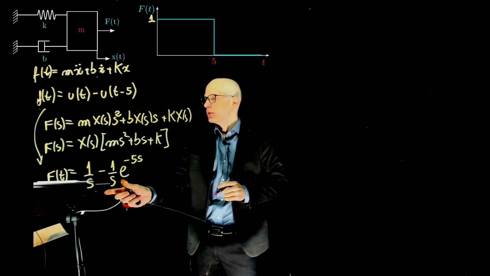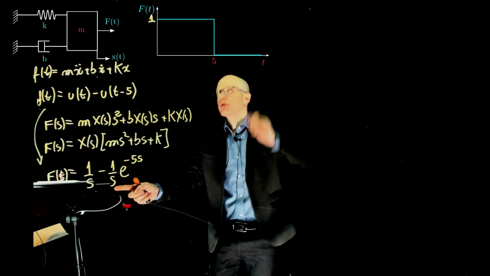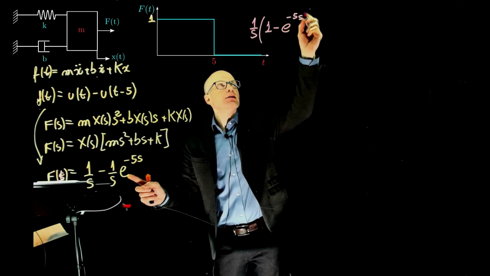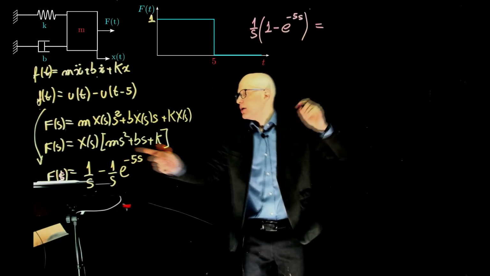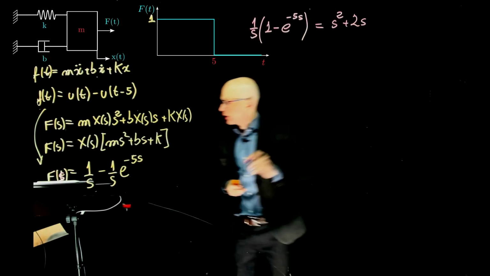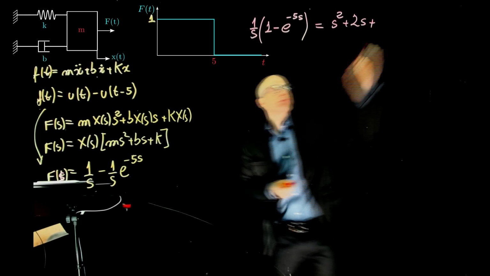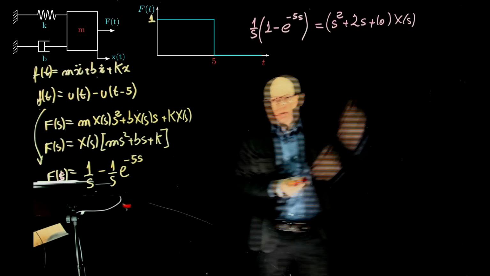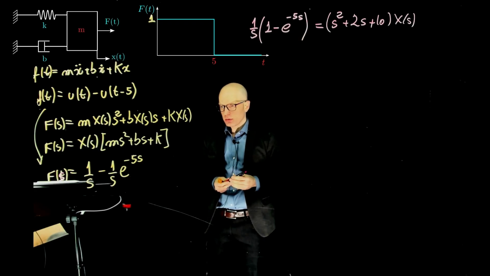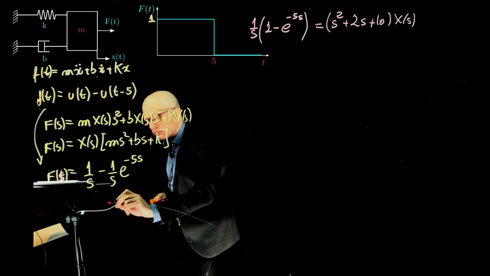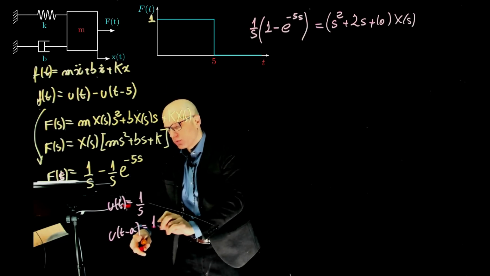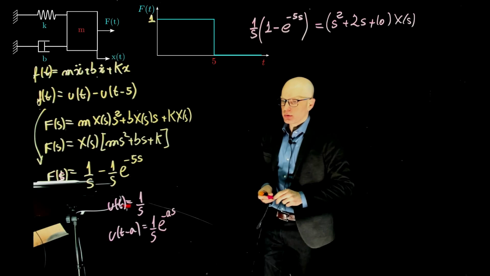Yeah, so now let's combine these two. Sorry, this is F of s. We have 1 over s times 1 minus exponential of negative 5s equals ms squared plus bs plus k, all times x of s. What is the value of m? 1. What is the value of b? 2. And the value of k is 10. Is F of s equal to 1 over s minus 1 over s e to the minus 5s? Is that from the step function? So the Laplace transform of u of t is 1 over s. The Laplace transform of a function delayed by a is 1 over s exponential of negative as. Okay, yeah, thank you.